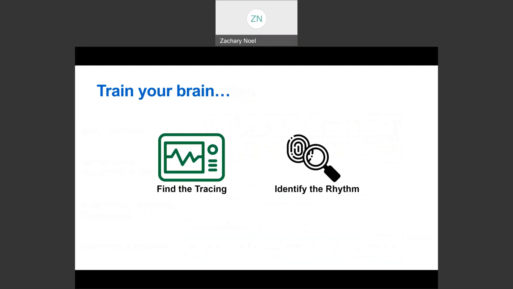And then secondly, identify the rhythm. And we asked just three very short, quick, and simple questions. Is it fast or slow? Is it regular or irregular? And is it wide or narrow? And I think if you can walk through this kind of process in your mind and throughout your training, it will help to ingrain this process.